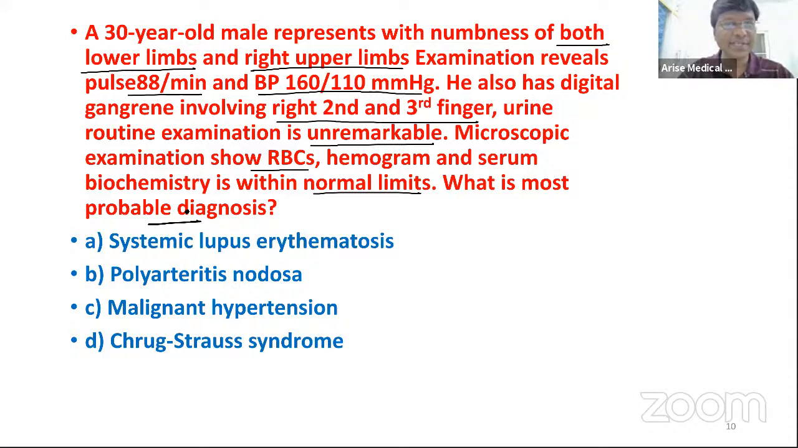So you take the positive points. 30-year-old male, that is the first thing. He is having numbness in both lower limbs and right upper limb. Blood pressure is 160 by 110. There is also digital gangrene of the right second and third fingers. And microscopic examination of the urine shows RBC. Hemogram and serum biochemistry normal. What is the most probable diagnosis?